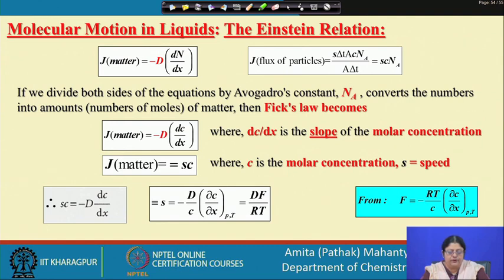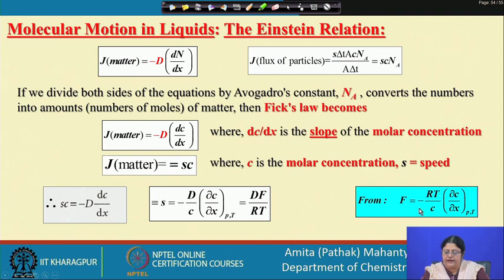But we are not talking about charged particles here, we are talking about particles in general, so we are not having any charge associated with this. So, I have the speed of the particles into the molar concentration. If I combine these two, then SC becomes equal to minus the diffusion coefficient into the concentration gradient.